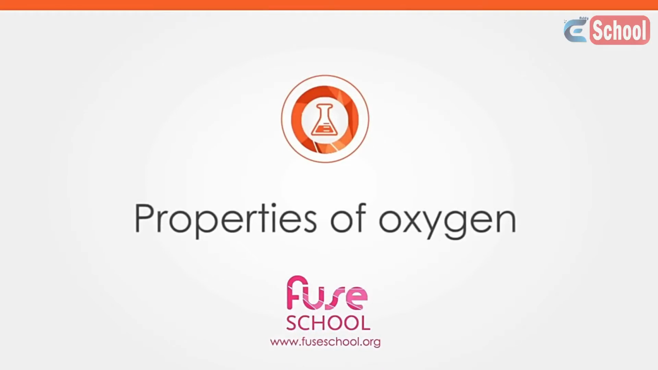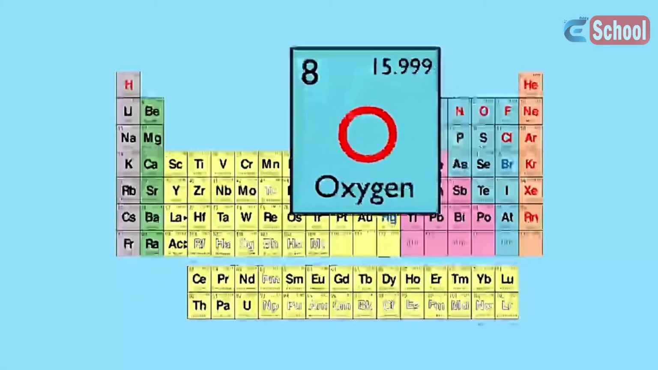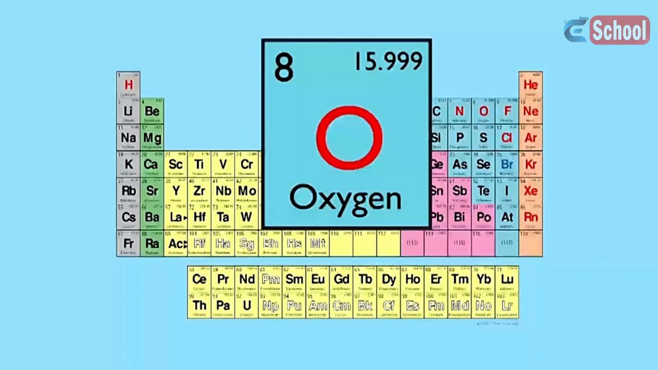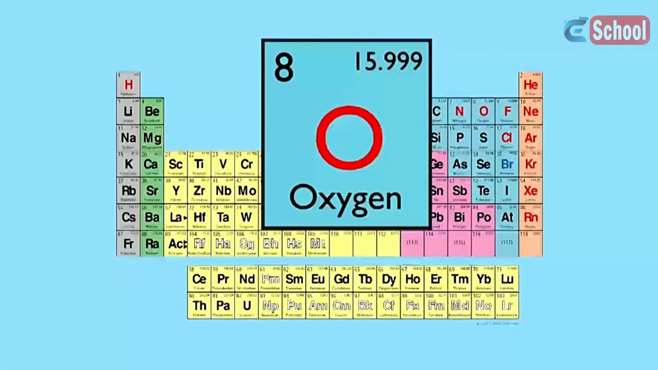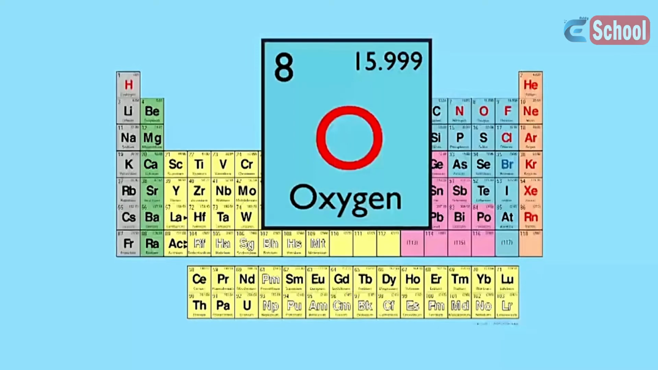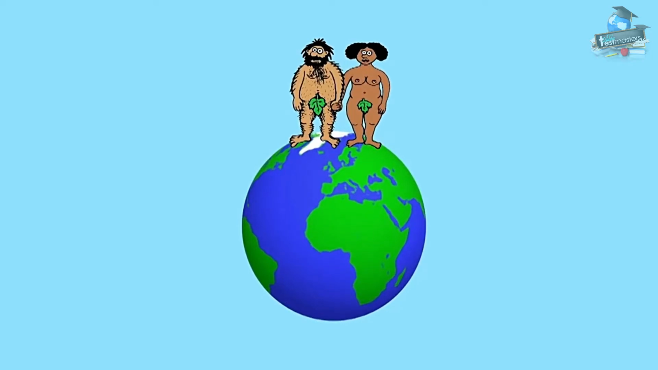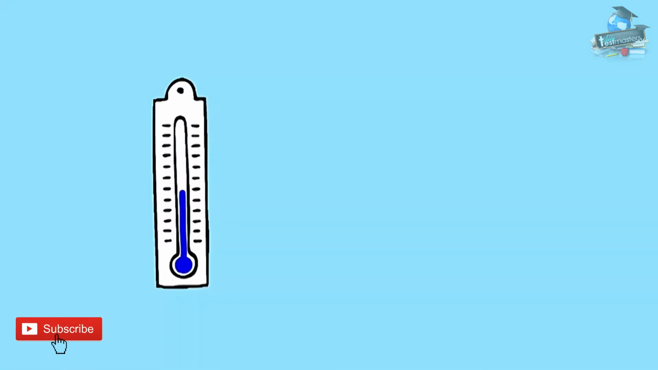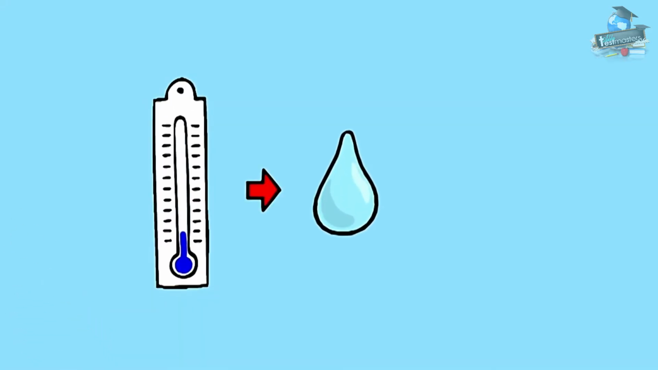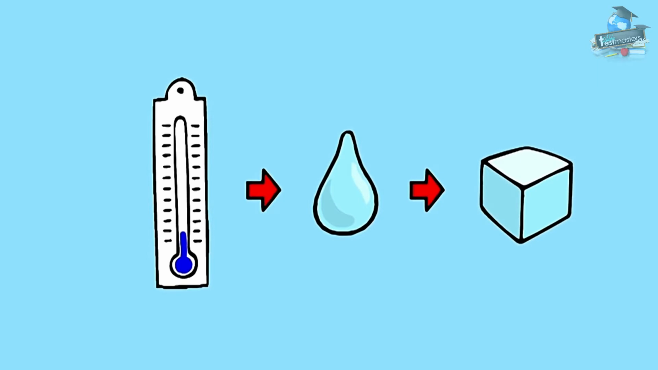In this video we're going to investigate the properties of oxygen. Oxygen has atomic number 8 and is found in group 16 of the periodic table. It has the chemical symbol O. Oxygen is of course a gas. It has no smell, colour or taste, but without it we as humans would not be able to inhabit planet Earth. When cooled to very low temperatures, it will form a liquid and a solid, which are both pale blue.